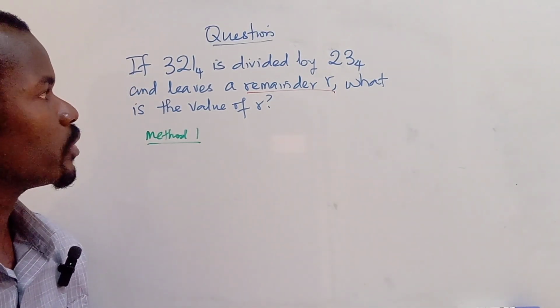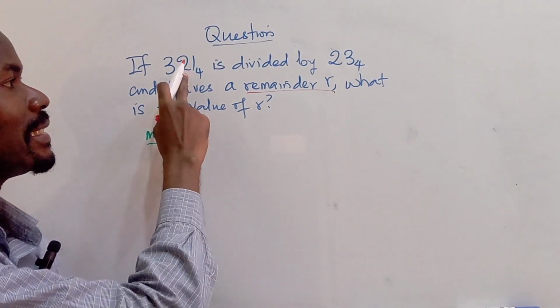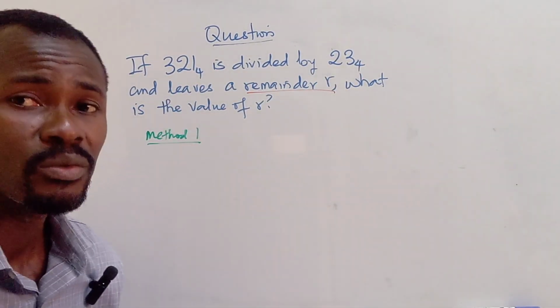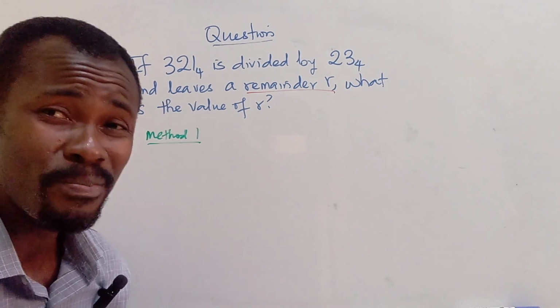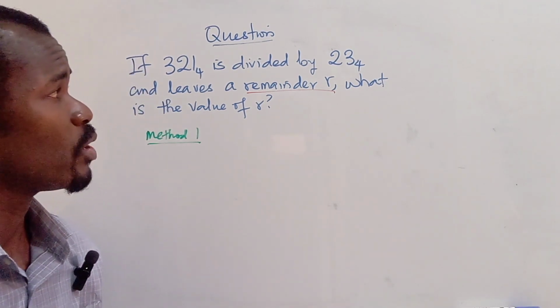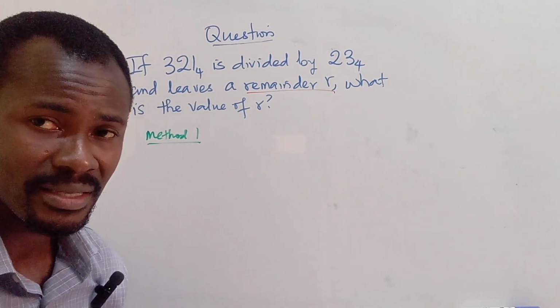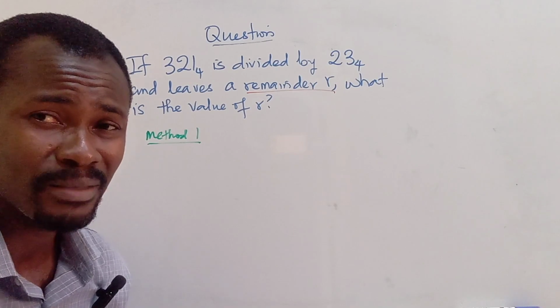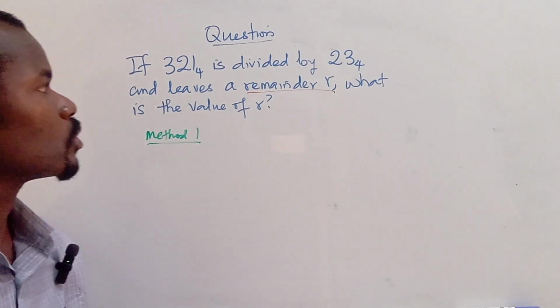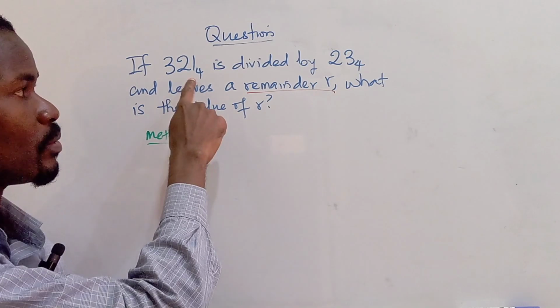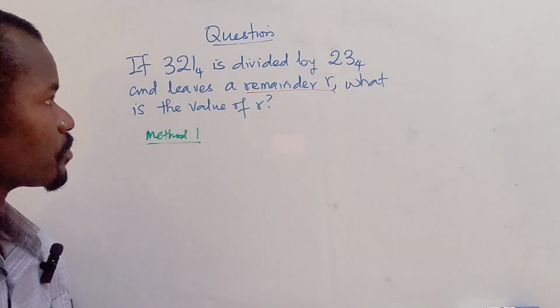All we need to do is convert this and this, which is even much simpler, to base 10. Then when we divide, whatever we get, as you remember, we're going to convert back to base 4. So let's do that. Let me convert this to base 10 and this to base 10.